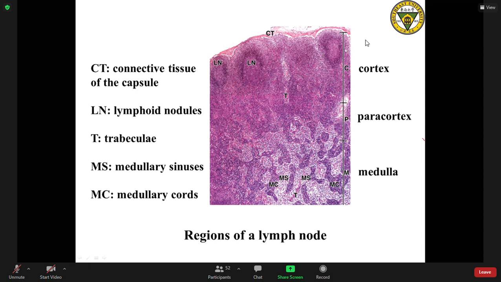The cortex is mainly lymphoid nodules, mainly composed of B cells. But the paracortex in this area is mainly composed of T cells. So they are different: this area has more B cells, and this area has more T cells. This is the medulla, with medullary sinus and medullary cord. It also contains some lymphoid tissue.